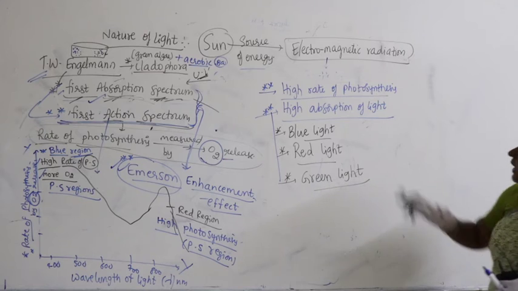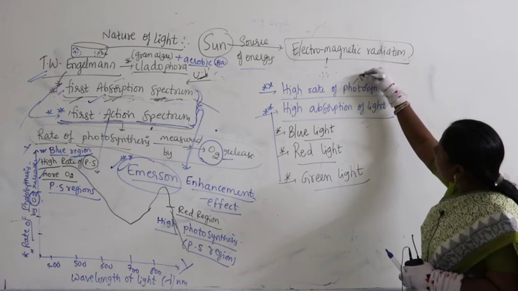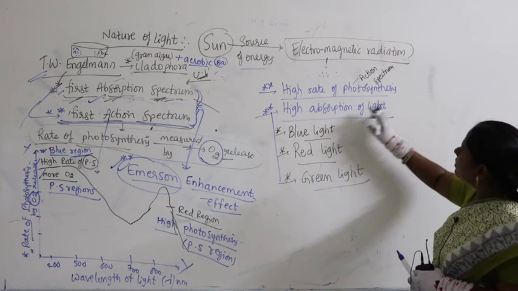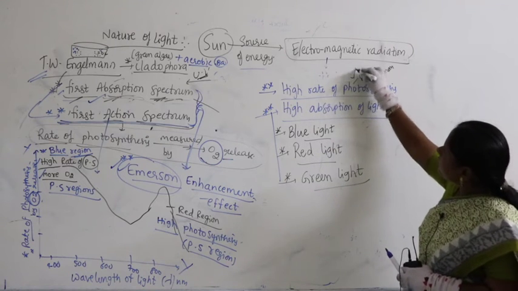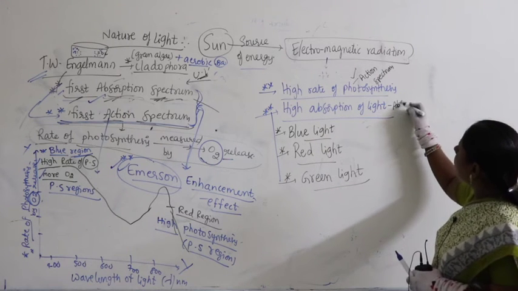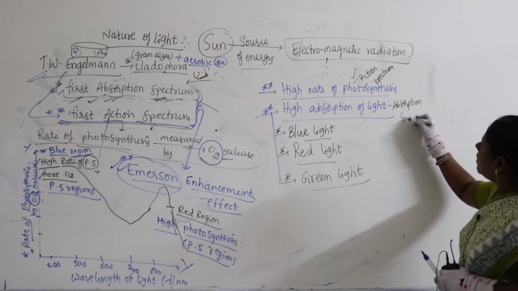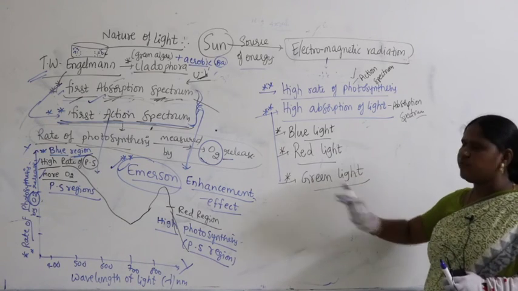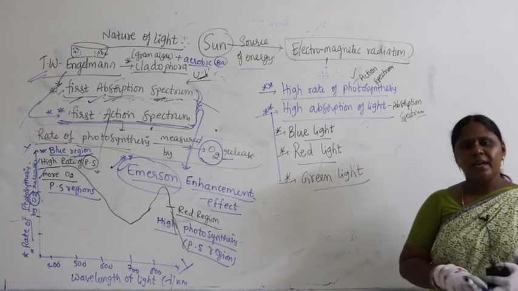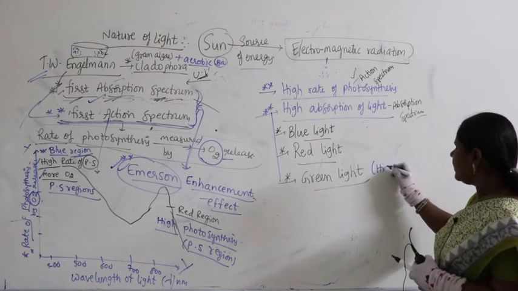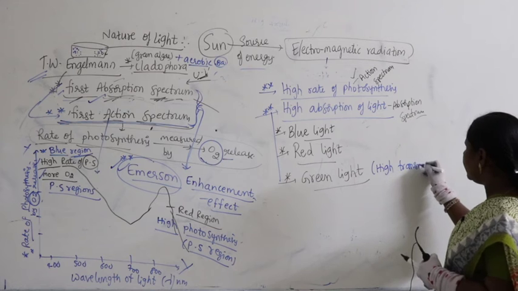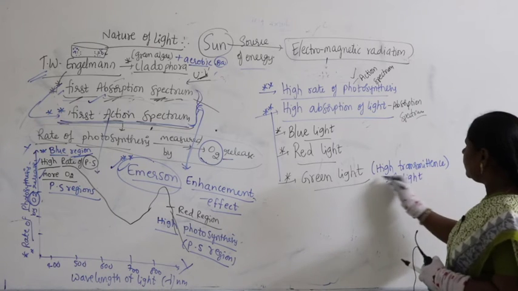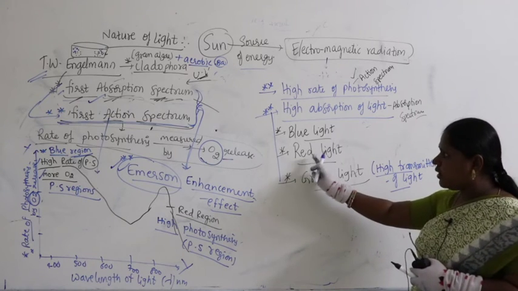So high rate of photosynthesis means action spectrum. Rate of photosynthesis means action spectrum, absorption of light means absorption spectrum. When both are compared, the maximum occurs in blue light, then followed by red light, then followed by green light. But whenever the question is given in terms of high transmittance of light, then comes green light, followed by red light, followed by blue light.